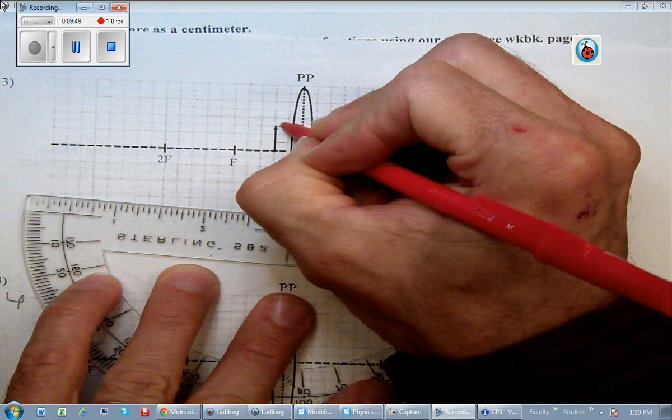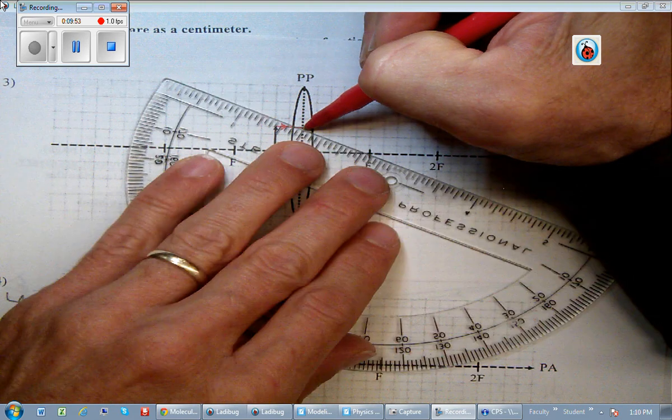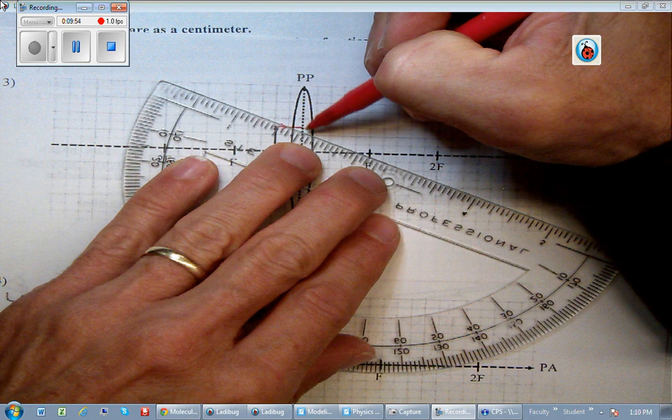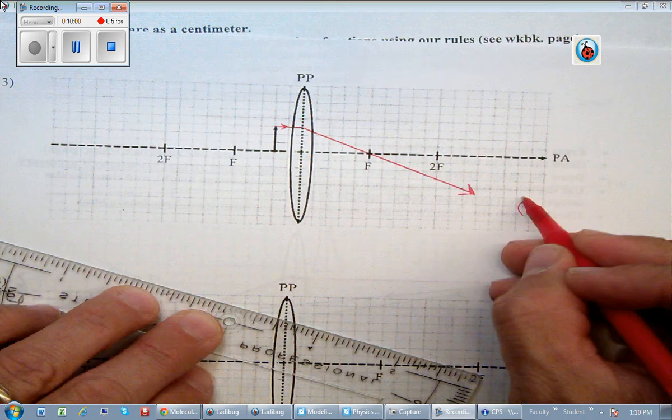So here's the ray that starts out parallel to the axis, and will refract right through the focal point. So it looks like that. So that ray is going to strike somebody's eye.